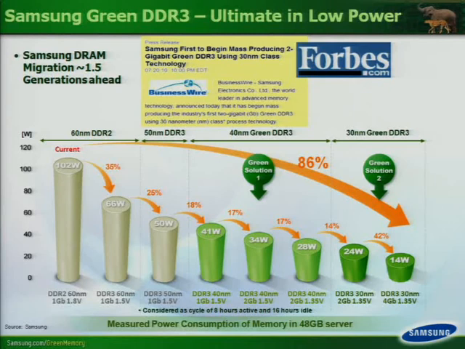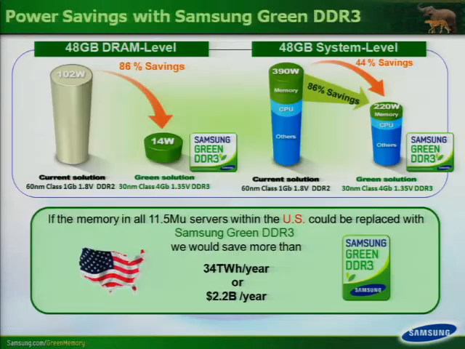If you look at some of the enterprise equipment that a number of our partners are showcasing at this event, a number of them are already using in full manufacturing what we call Green Solution 1, which is our Green DDR3, a 40 nanometer based process technology running at about 2 gigabit density and 1.35 volts. There, we're at about 28 watts for 48 gigabytes.